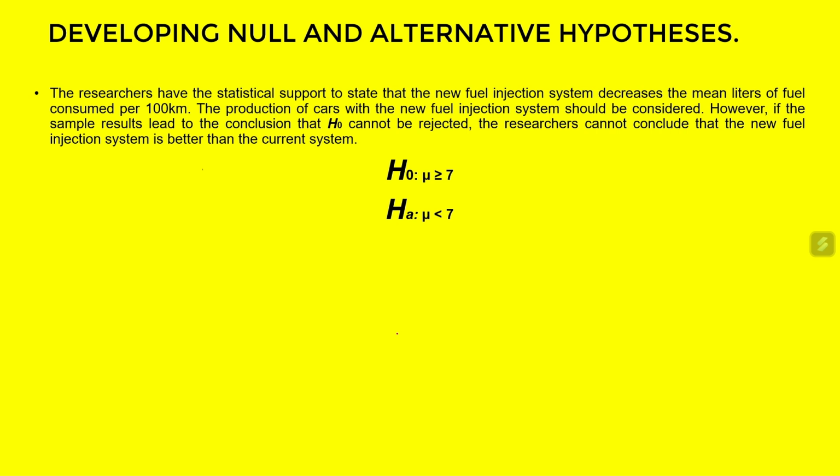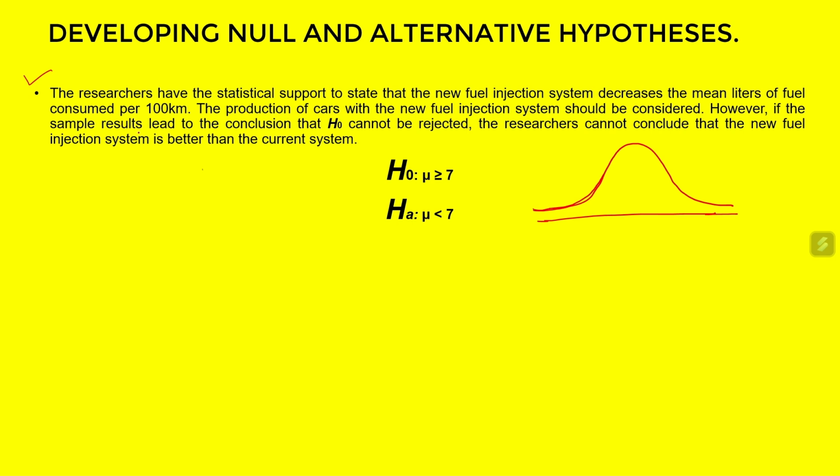As you have seen in most of my videos, I give a lot of importance to visualization. And when I say visualization, it means that I always create a normal distribution diagram or a normal distribution curve. Okay, so yeah, it is really important for us to understand this hypothesis, how it will be and how it will look under the normal distribution diagram. Okay, let's first read the case and what it says. The researchers have the statistical support to state that the new fuel injection system decreases the mean liters of fuel consumed per 100 kilometers. The production of cars with the new fuel injection system should be considered.